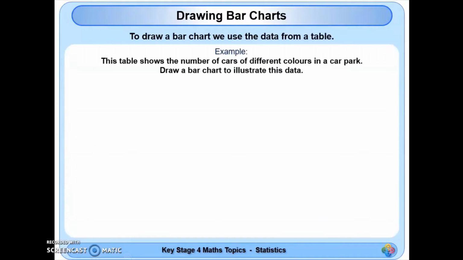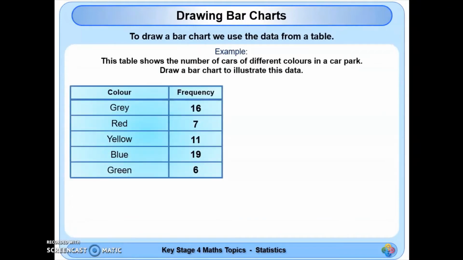If we're asked to draw a bar chart, we're always presented with a frequency table, a set of data. This table here shows the number of cars of different colours in a car park. So we can see from the table that there were 16 grey cars, 19 blue cars, 6 green cars, and so on. We're asked to display this in a bar chart, so we need to illustrate this data visually.